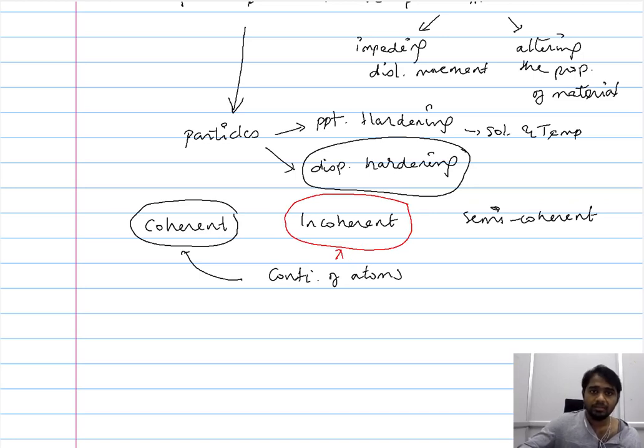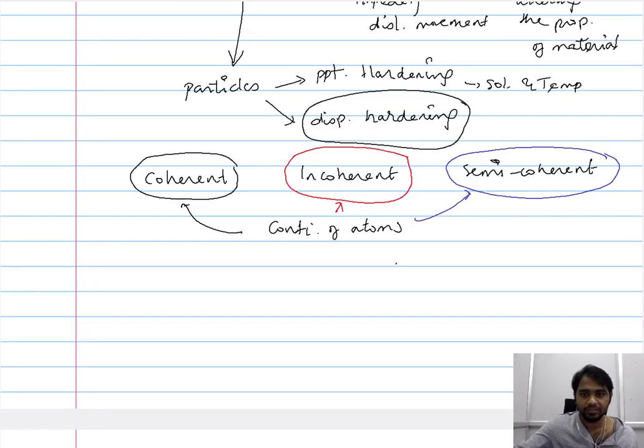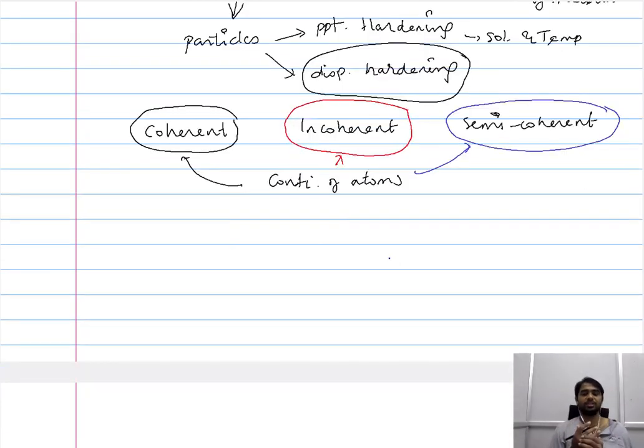Now, when there is a continuity that is being established by an introduction of some defects, then what you have is a semi-coherent interface. So you have coherent, semi-coherent, and incoherent interface, and depending on the continuity, this can be established. Now, another way of quantifying this interface is by considering the difference in the interplanar distance.